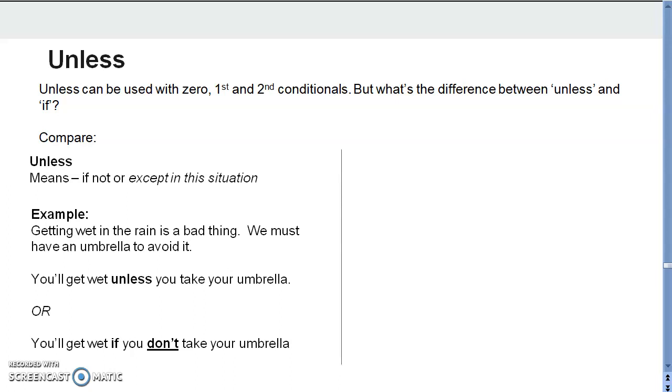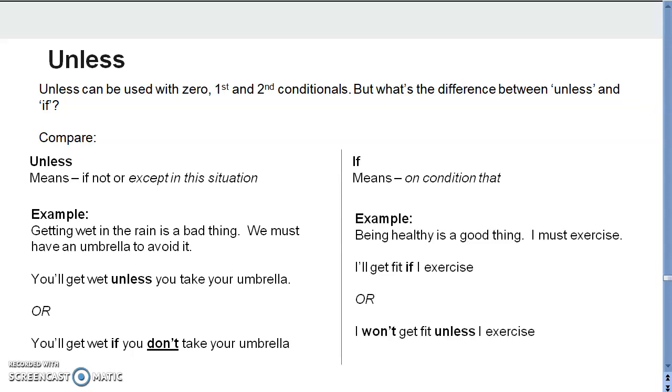You'll get wet if you take an umbrella? That's illogical. So you'll get wet unless you take it. You'll get wet if you don't. If means on condition that.